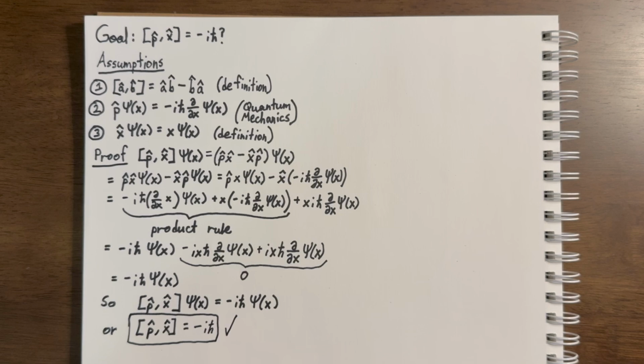So there you have it, folks. If you've ever wondered why momentum and position do not commute in quantum mechanics, and why the px commutator is negative i h bar, now you know. Once again, this is one important step in proving the Heisenberg uncertainty principle, which is a fascinating phenomenon in quantum mechanics.